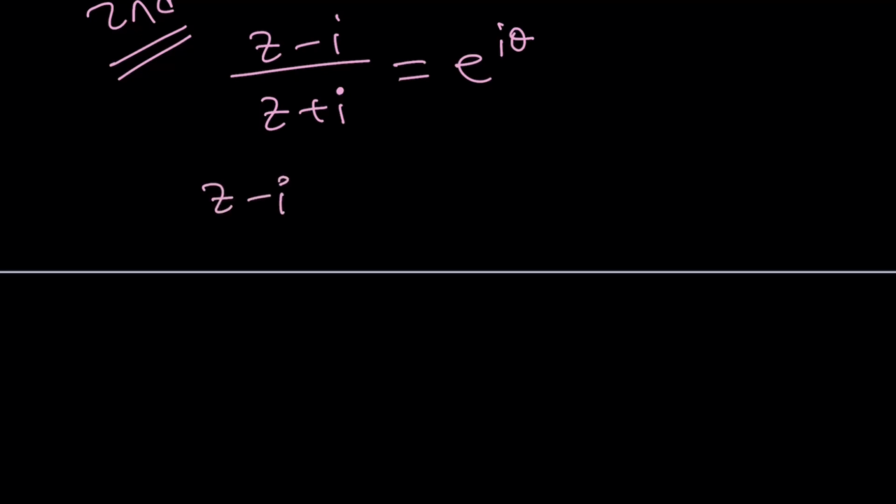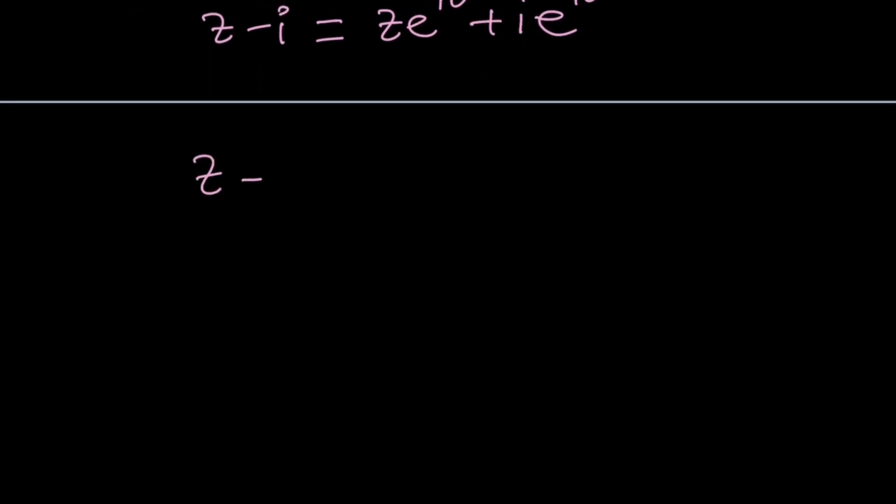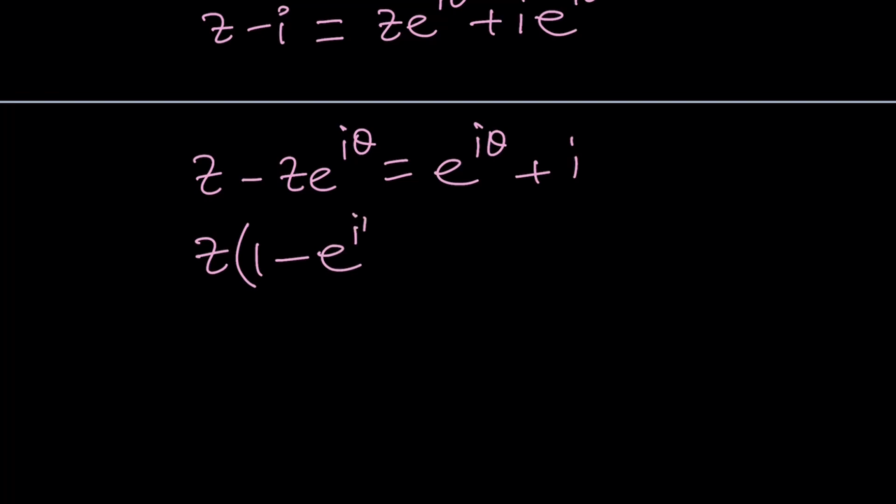Let's go ahead and cross multiply here. z - i is equal to z e^(iθ) + i e^(iθ). Of course, since we're trying to solve for z, let's put all the z values on the same side. z - z e^(iθ) equals, I should probably write the e^(iθ) first, e^(iθ) + i. And then if you factor out a z, z(1 - e^(iθ)) equals i + e^(iθ). However you want to write it doesn't matter. No big deal. Let's write it this way first.